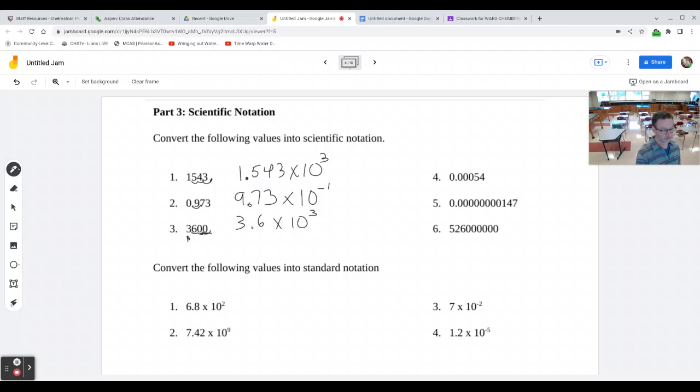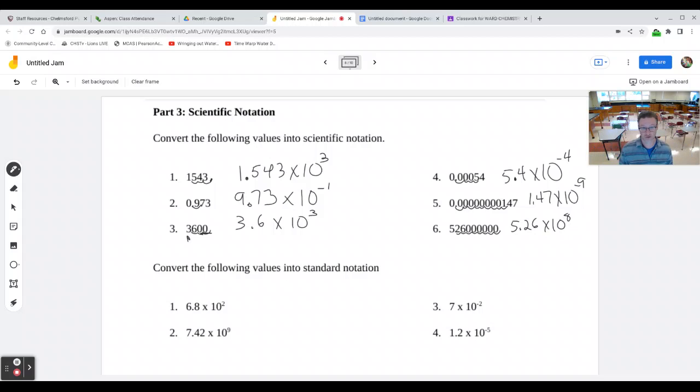Over here on this side, I'm going to have 5.4 times 10. The exponent is 1, 2, 3, 4 steps, and since it started as a decimal, I make that -4. Here I have 1.47 times 10, and it's 1, 2, 3, 4, 5, 6, 7, 8, 9. And because it started as a decimal, that's -9. Last one here, I'm going to write 5.26 times 10, and it's 1, 2, 3, 4, 5, 6, 7, 8 steps to get the decimal point there. So that's +8 because it started as a large number.